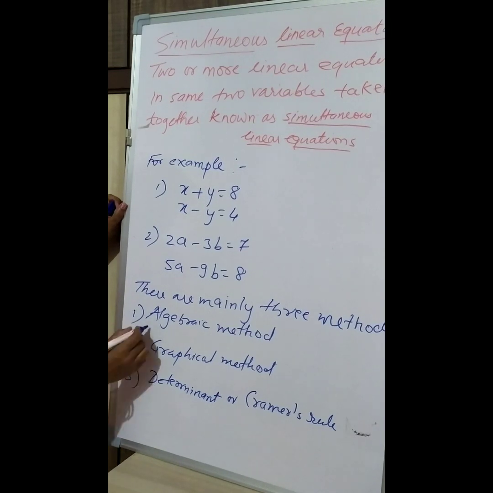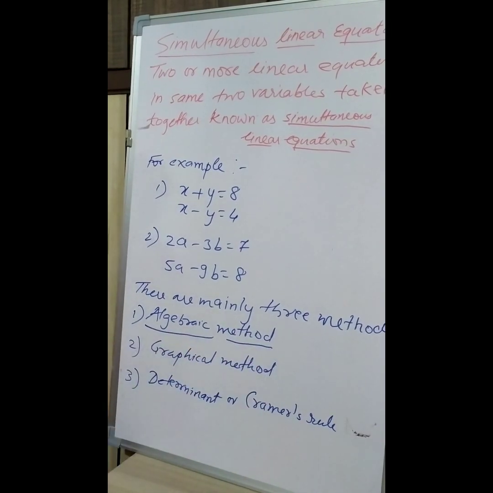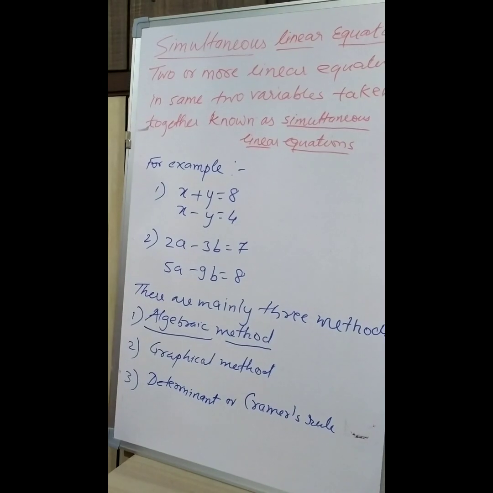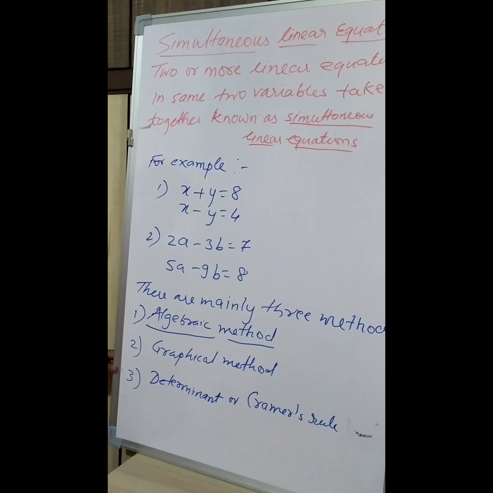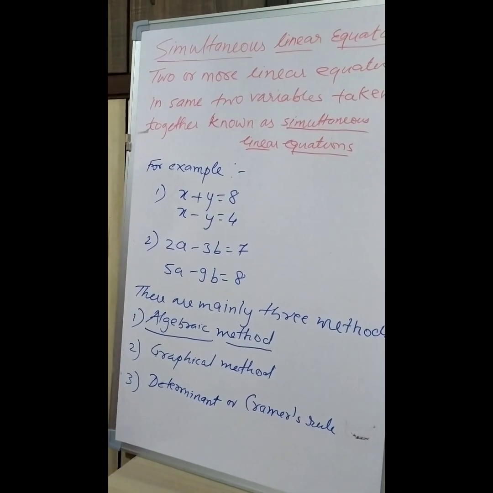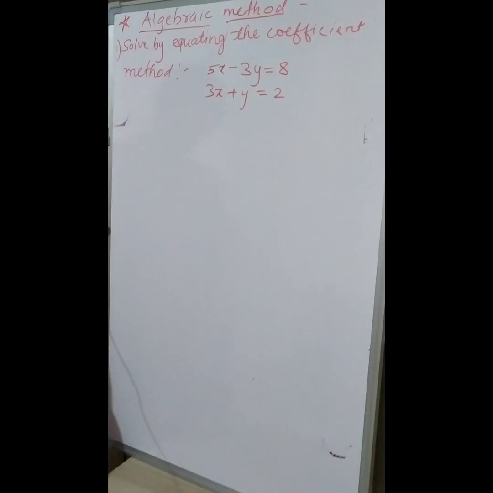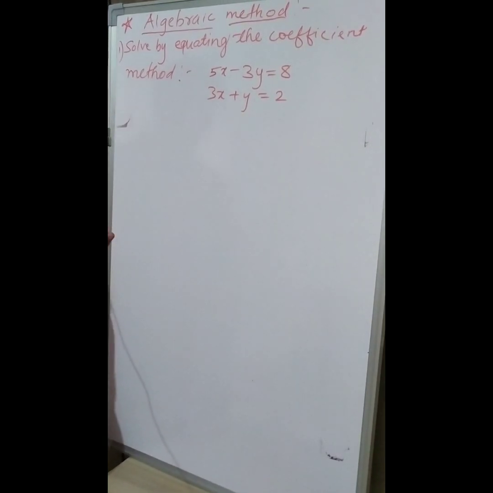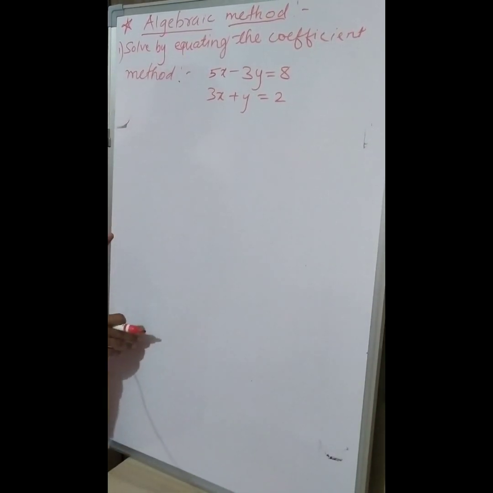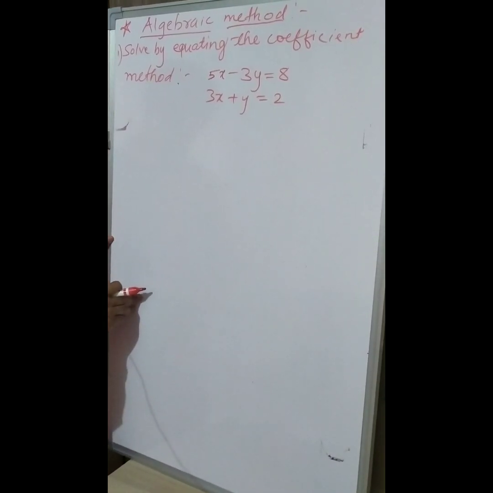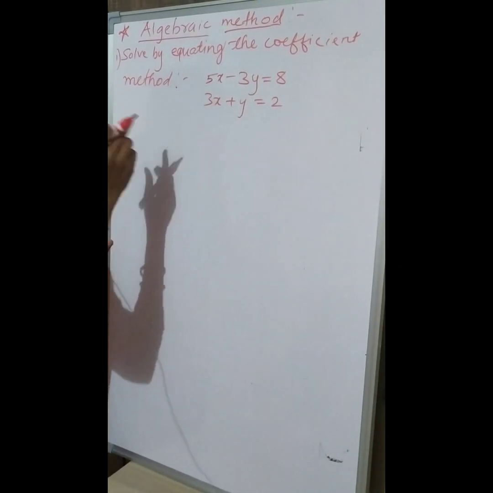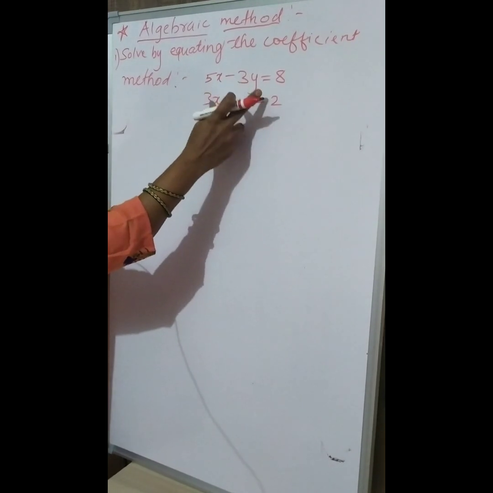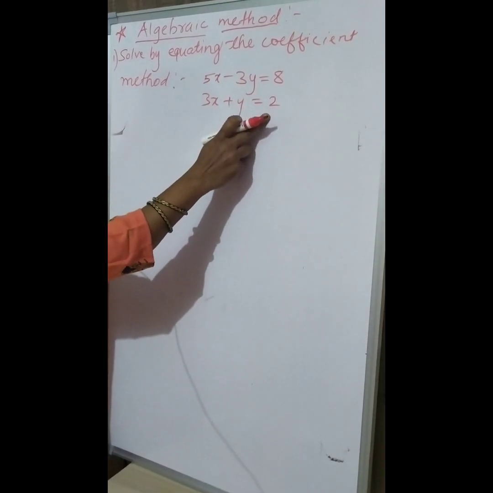So from this first method, algebraic method, in this again there are three methods, that is equating the coefficient method, substitution method and alternate method, which you have studied in 9th standard. Now algebraic method of solving the simultaneous equations, which you have studied in 9th standard. So I will take one example and explain all the three methods. Now first example here. Solve by equating the coefficient method. First example, 5x minus 3y is equal to 8, 3x plus y is equal to 2.